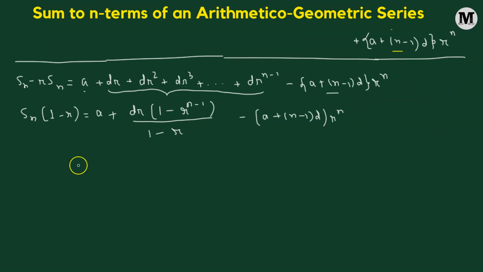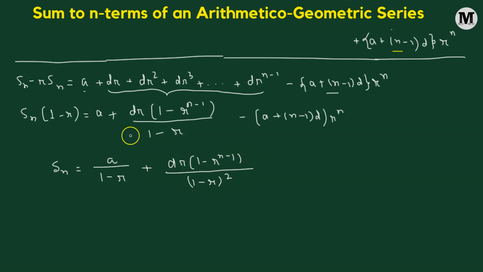So we're almost done. Now we divide both sides by 1 minus r. So Sn will be equal to a over 1 minus r added to dr multiplied by 1 minus r raised to the power of n minus 1, whole divided by 1 minus r. We're going to square it because we're dividing by 1 minus r again. So we get 1 minus r whole squared, minus a plus n minus 1 times d divided by 1 minus r, whole multiplied by r raised to the power of n. So this is going to be the sum to n terms of the Arithmetico-Geometric series.